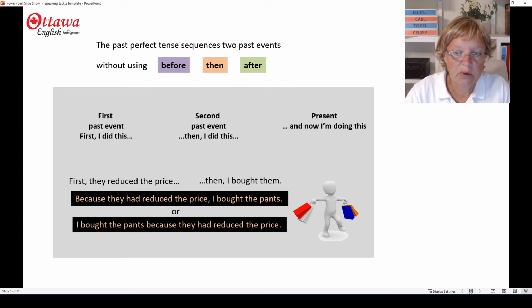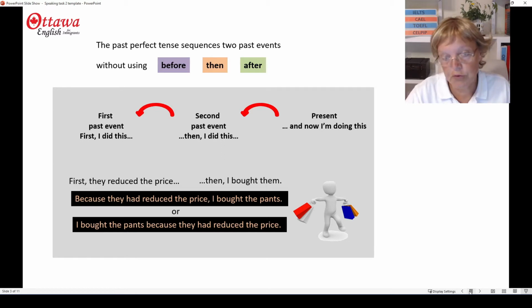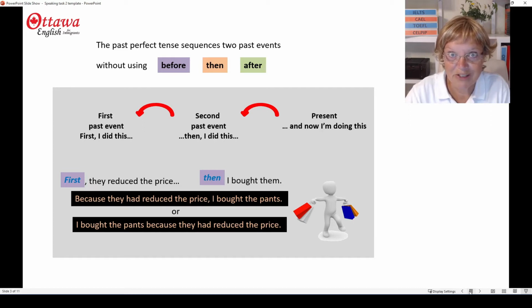So in this example, we've got the present. We take one step into the past. That's when we just use the simple past tense. When we want to describe something that happened before this event in the past, then we use the past perfect tense. So I've got an example down here where I bought a pair of pants, and the reason that I bought them was that they were reduced before that. So I'm going to replace first and then by using that past perfect tense.